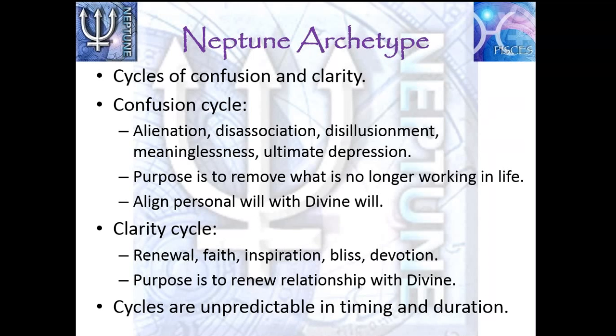And when we do that, then we will flip over into the clarity cycle. We'll find our faith and inspiration again. We'll have this renewal that seems to just come through and energize us. We'll go to those Neptune Pisces 12th house words of bliss, faith. We will have devotion, which will belong both in the Pisces and Virgo spectrum of the zodiac. So the purpose, again, is renewing that relationship with the divine. I will, my will, divine will.